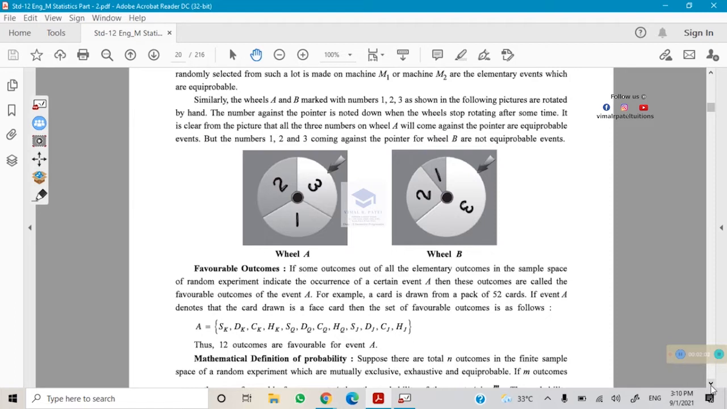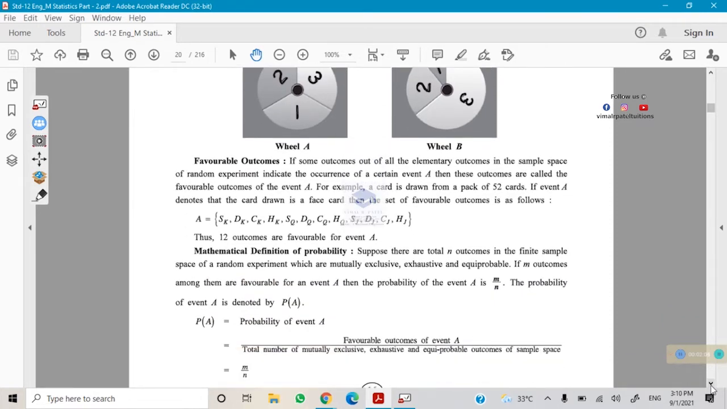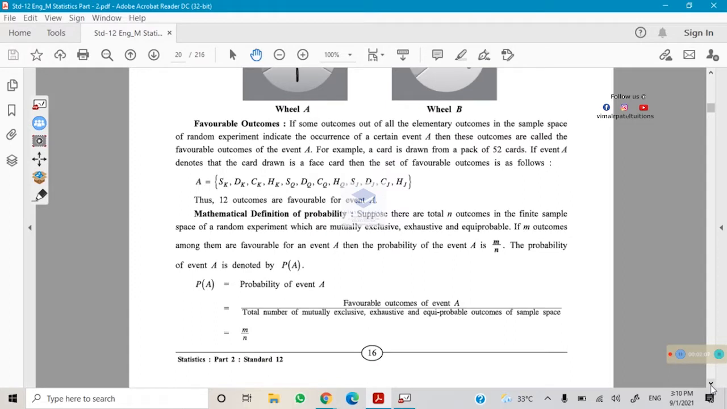Now, definition of probability. Suppose there are total n outcomes in the finite sample space. We are talking about finite sample space. So n is absolute number of outcomes of a random experiment which are mutually exclusive, exhaustive and equiprobable. We are assuming that these events are mutually exclusive, exhaustive and equiprobable.